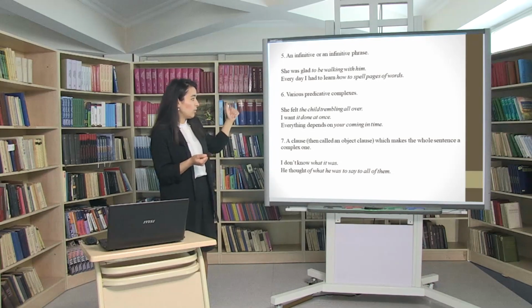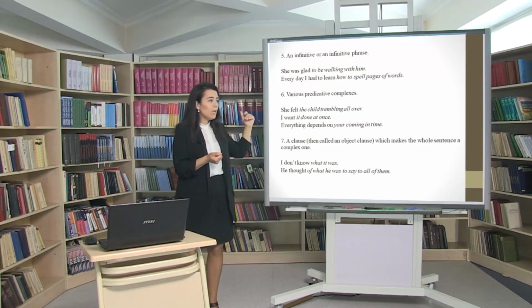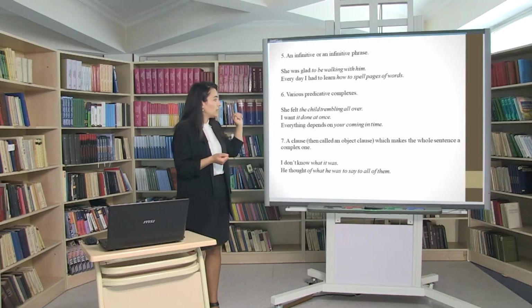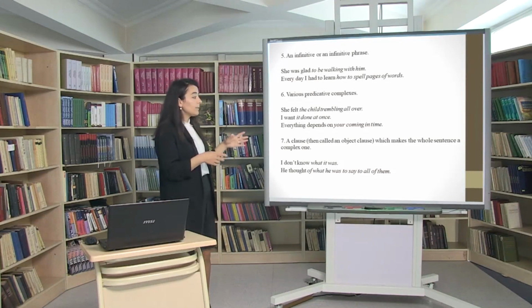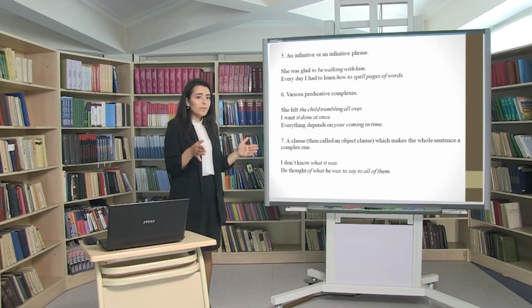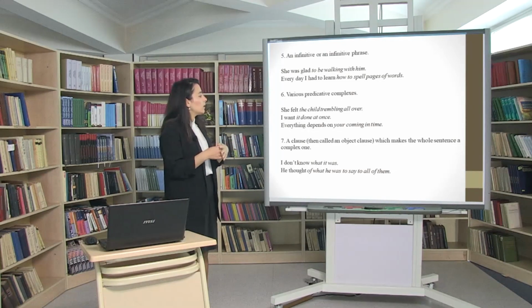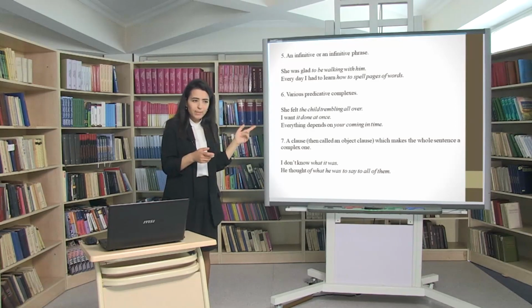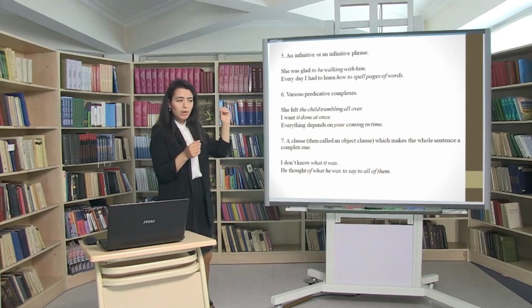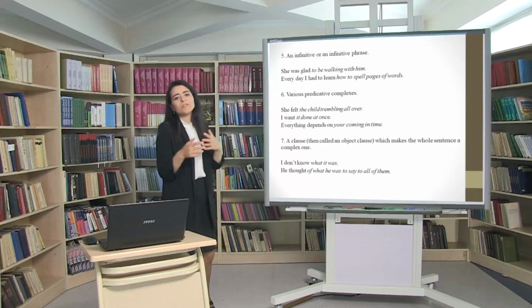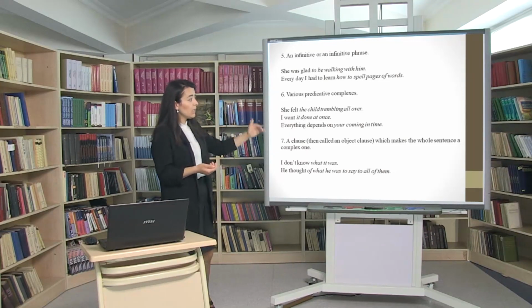I want it done at once. This is used in the form of participle second, and this is in the function of object, as you see. Everything depends on your coming in time. Your coming in time in this sentence is a predicative construction, we can say. We can use the term predicative complex or predicative constructions. And this is a gerundial construction in the sentence.